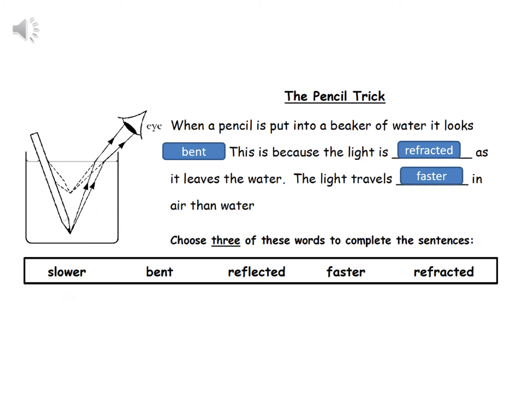And here is what it should have looked like. When a pencil is put into a beaker of water, it looks bent. This is because the light is refracted as it leaves the water. The light travels faster in air than water. Hopefully you got on well there. Give yourself a mark out of 3. Very well done.